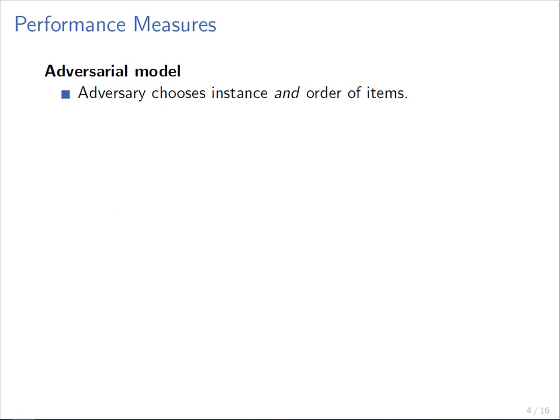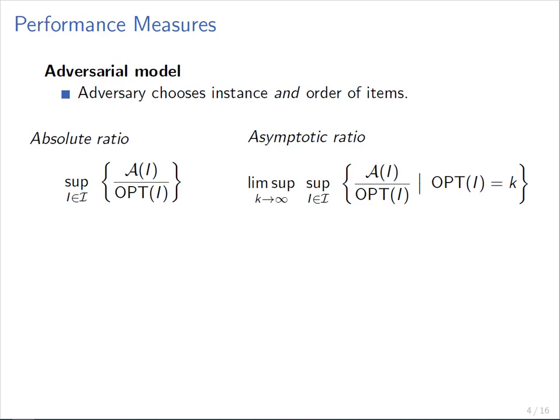To analyze the performance of an online algorithm, of course, we want to compare the number of bins used by the online algorithm with the number of bins in the optimal packing. However, different metrics and models exist. One very common approach for online algorithms is the so-called adversarial model, where we assume that an adversary chooses the instance, which means the item sizes here, as well as the order of items. In this model, we can use the notions of absolute ratio and asymptotic ratio known from approximation algorithms.